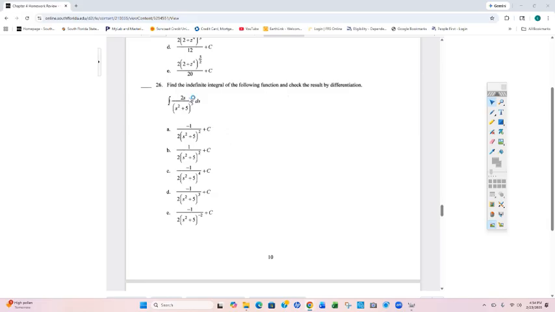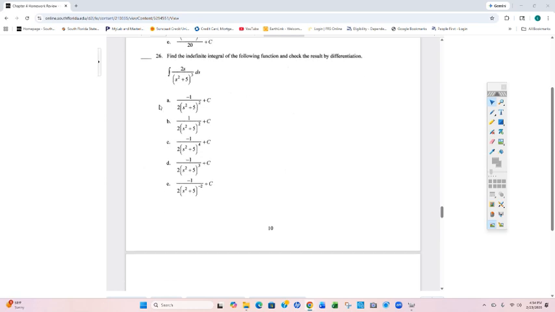In the numerator is 2s. In the denominator, s squared plus 5 is in parentheses, and that is to the third power. There is a ds on the end. The answers are fractions. Answer A, numerator, -1. Denominator, 2 times, in parentheses, s squared plus 5 to the second power, plus c. B, in the numerator is a 1. In the denominator, a 2 times, in parentheses, s squared plus 5, to the second power, plus c.